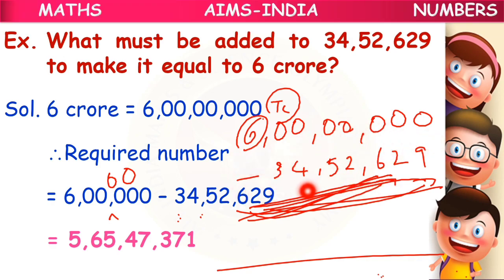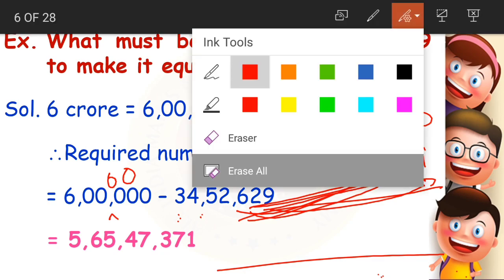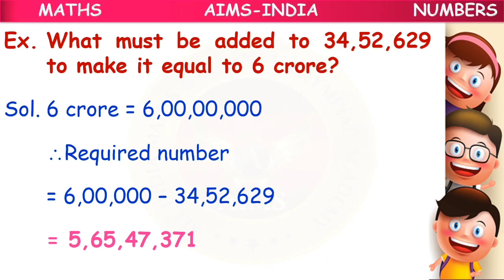Now when we subtract these two numbers, we get the answer as 5 crores 65 lakhs 47,371. When this number is added to our 34 crores 52 lakhs 621, we'll get the answer as 6 crores.